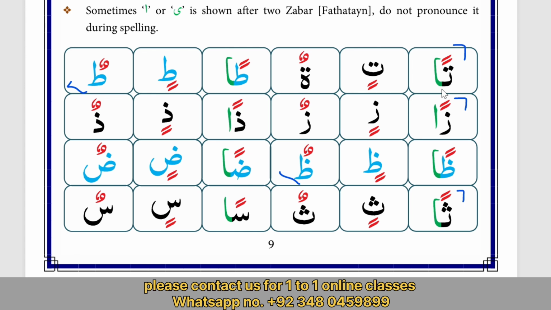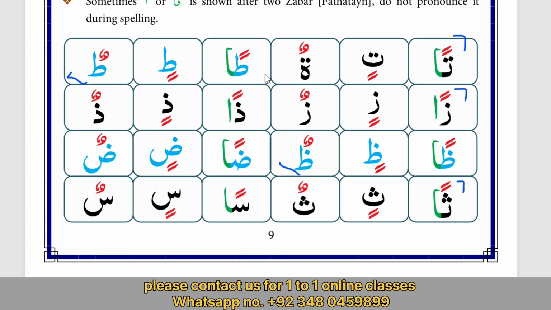Ta do zabar tan, ta do zer tin, ta do pesh tun. Tan, tin, tun. Don't pronounce this alif. Ta do zabar ton, ta do zer tin, ta do pesh tun. This is from Mustalia letters, so this letter will be pronounced in a thick tone. This is not from Mustalia letters and this is from Mustalia letters. So this is tan and this is ton. These two letters are similar sound letters.